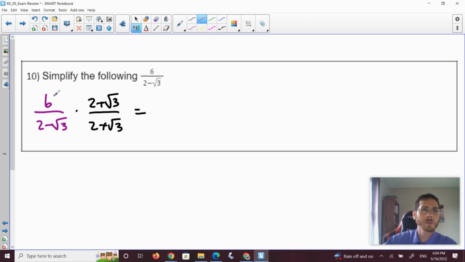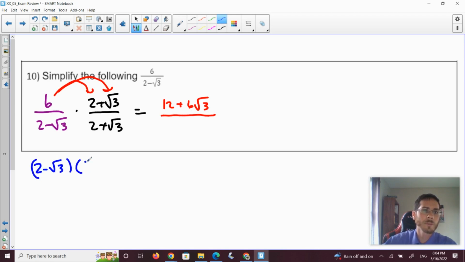All right, so the top's pretty easy because we get to just distribute the 6 to both pieces. So 12 plus 6 radical 3. The bottom is a little bit trickier because remember, if we rewrite the bottom, it'd be 2 minus radical 3, 2 plus radical 3.